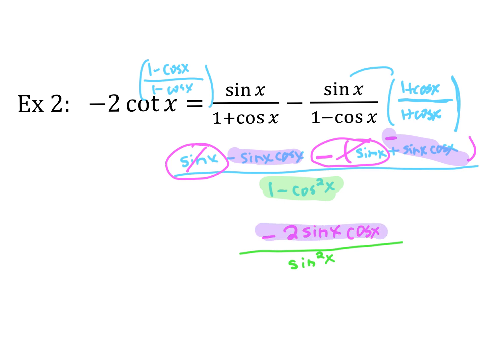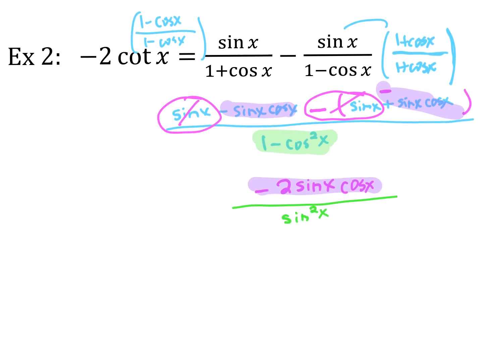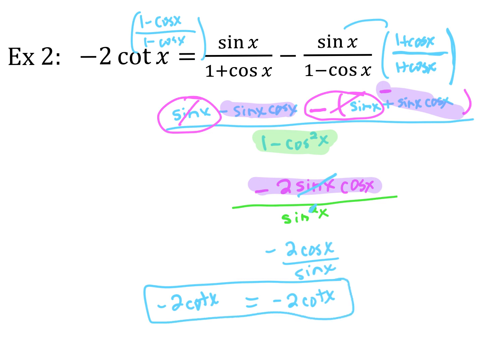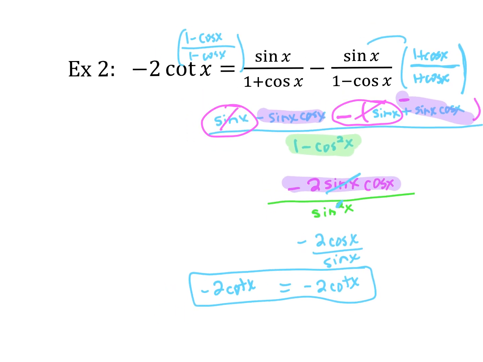Okay, Alex, what can we do from there? Simplify, or you can take away the sine x. Okay, yeah, this sine x divides out with one of those. And so then we are left with negative 2 cosine x over sine x. And guys, that's what we're looking for. Negative 2 cotangent x. Boom. Left-hand side equals right-hand side.